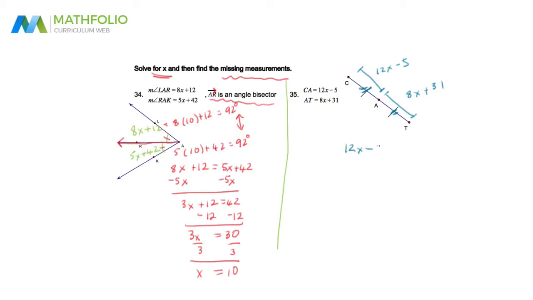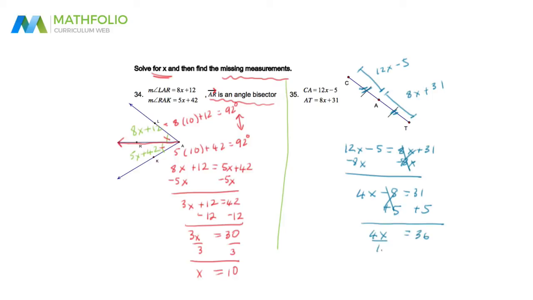So 12x minus 5 equals 8x plus 31. Focus on the baby x, which is here. Let's get rid of it. Minus 8x, minus 8x. That gives us 4x minus 5 equals 31, because they are eliminated. Now add 5 to get rid of the negative 5 over here, get all our numbers together. We get 4x equals 36. So when we divide by 4, we now know that x equals 9. But we still have to find the missing measurements.